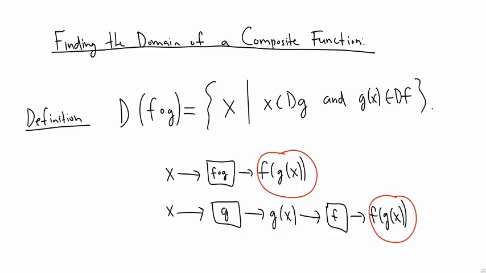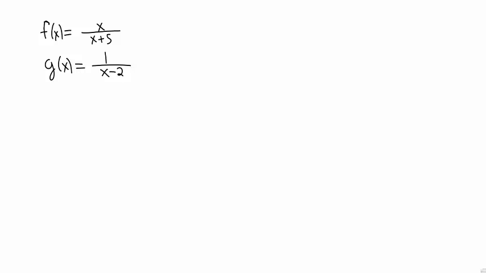Let's do an example. Here, f is the function defined by the formula x over x plus 5, and g is the function defined by the formula 1 over x minus 2. Let's find the domain of f circle g.